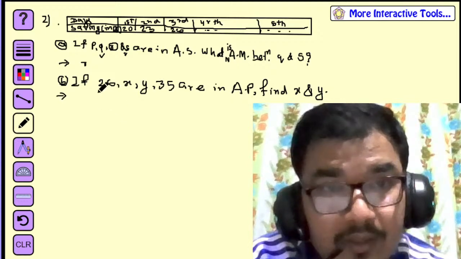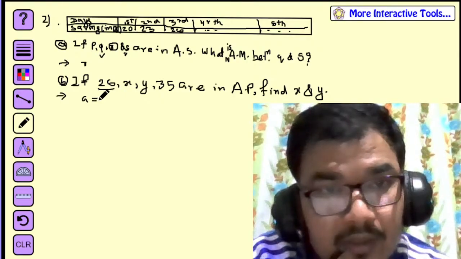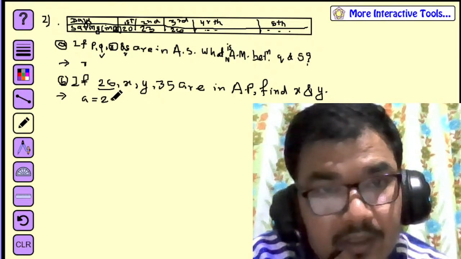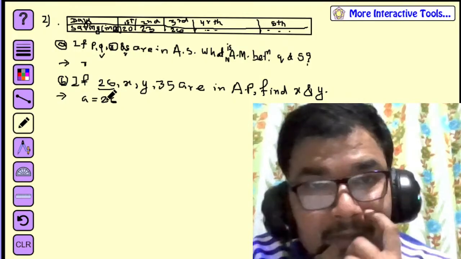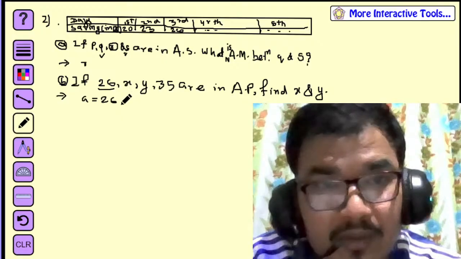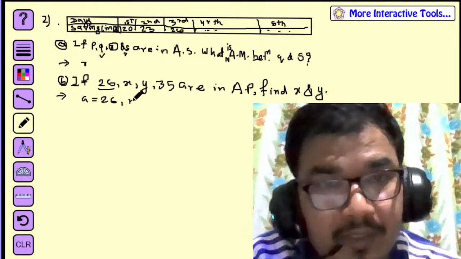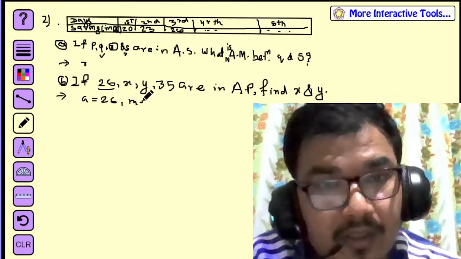Then we know this is the first term, a, which is given as 26. And we know there are two numbers, x and y, which are known as means.